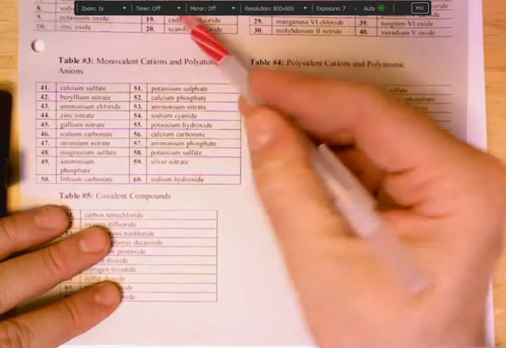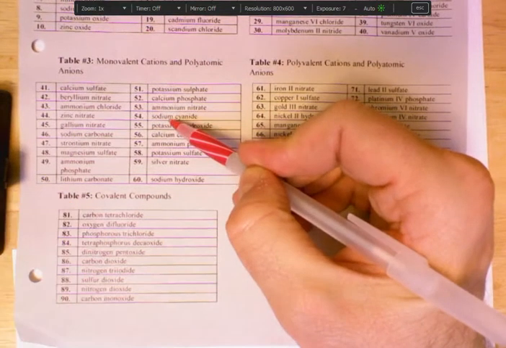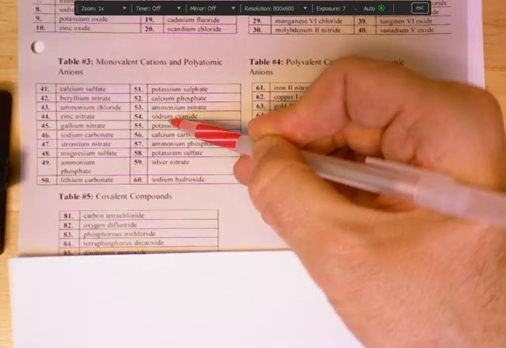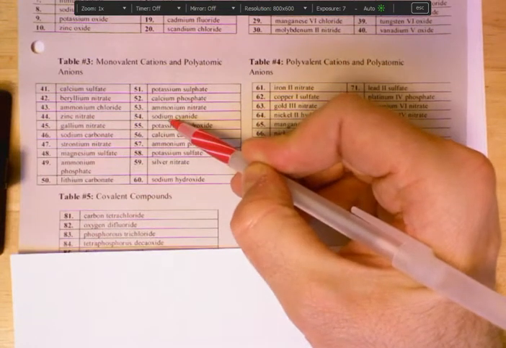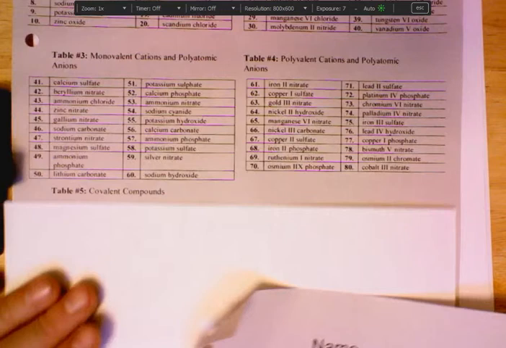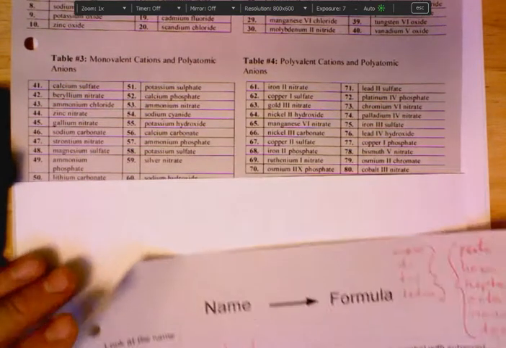Okay, we finished up table number 1. We're headed on to table number 3 now. And these are just slightly more complicated. We're going to start to see brackets when we do table number 3. So let's take a look at question number 41, or sample number 41, and calcium sulfate.